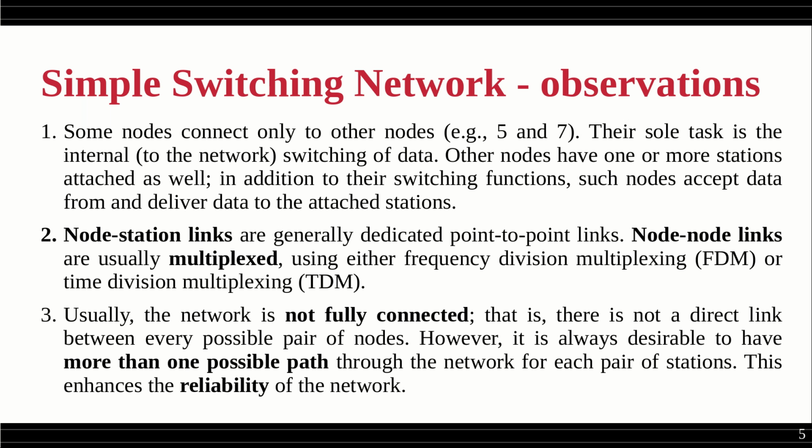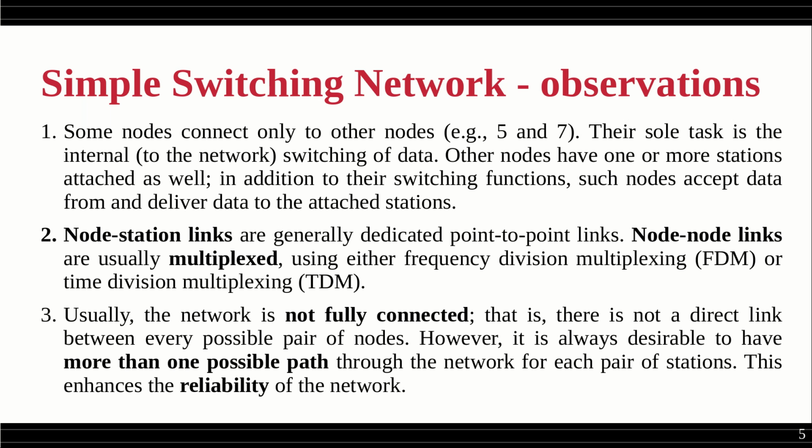Now usually the network is not fully connected, like I already told you. If you have a fully connected network, that is our mesh network, then it is 100% reliable, but that is very costly. If there is a link between every possible pair of nodes, it is called a fully connected network. If it is not fully connected, if there is no direct link between every pair of nodes, then at least we need a path, and we also wish to have more than one path.